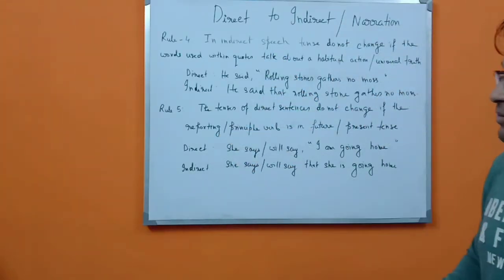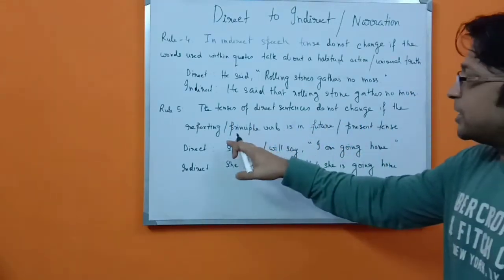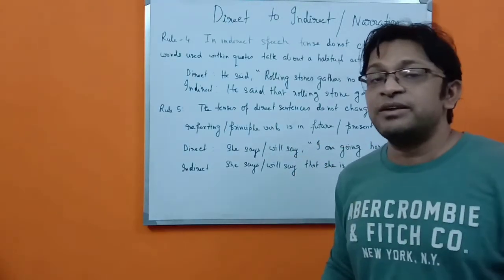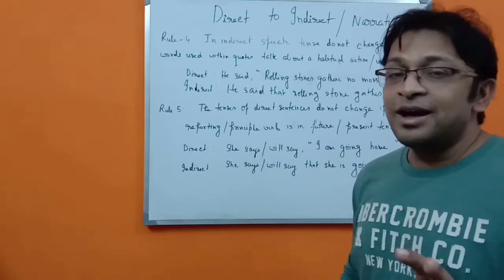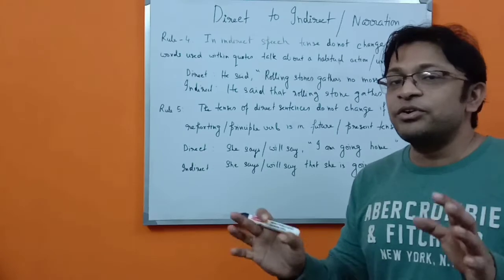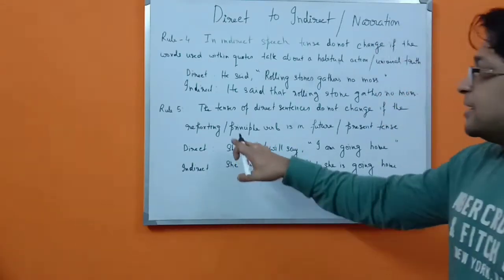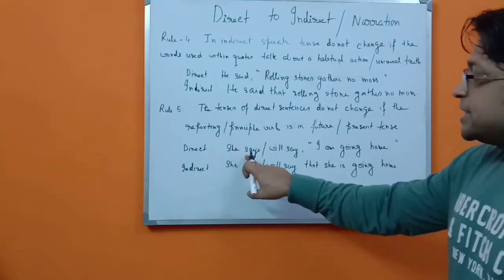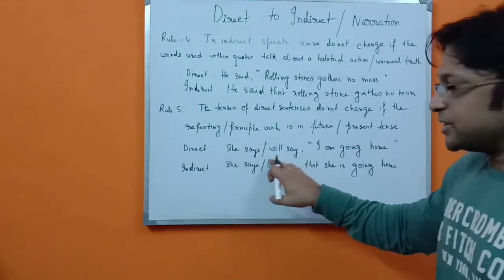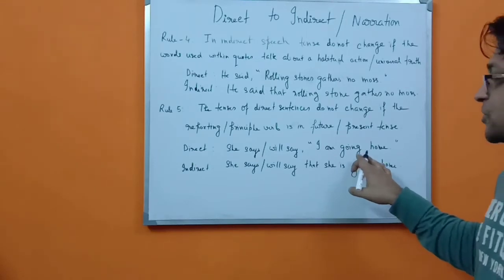Next, rule number 5, what does it say? The tense of a direct sentence does not change if the reporting or the principal verb is in future or present tense. I have already told you in the very beginning of the video that when the reporting verb is in present tense, you are not going to change the tense. So I am writing it down again for your help. That is, it will not change. See, "she says" or "she will say". So it's a present tense, future tense. So in whichever it is given, you are not going to change the tense of this sentence.